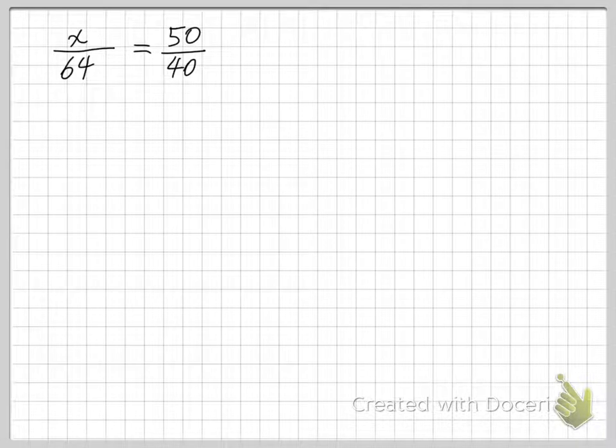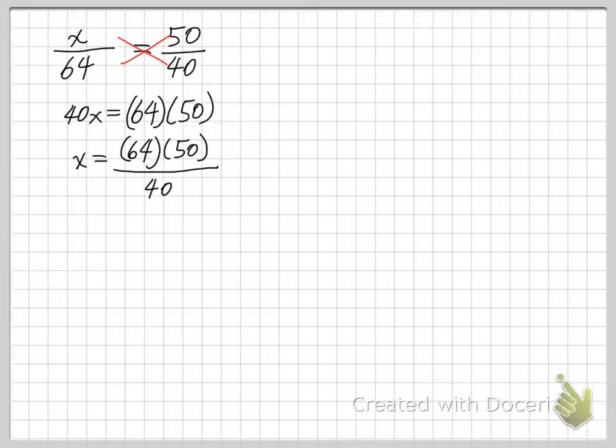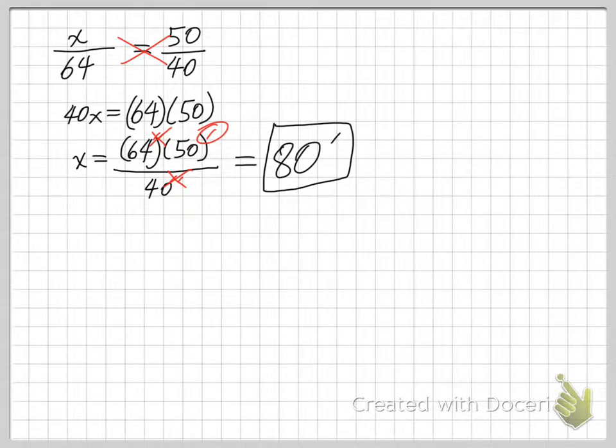x over 64 is equal to 50 over 40, and then cross multiply and get 40x is equal to 64 times 50. And so x is equal to 64 times 50 divided by 40. And this is actually 64 inches times 50 feet divided by 40 inches. So the inches cancel with inches, and the only thing left is feet. So our answer is going to be in feet, which is 80 feet. So the flagpole is 80 feet tall.